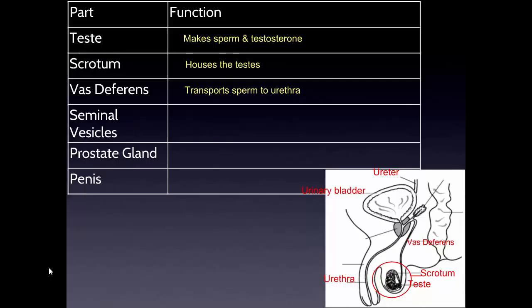Now along the way, there are some glands that add fluid to make semen. The sperm cells need other fluids in order to fertilize the egg. One of those is right here, the seminal vesicle, and it produces some fluid that helps to nourish the sperm. Then as the vas deferens connects here with the urethra, there's another gland called the prostate gland. It does the same sort of thing, adding fluids to nourish the sperm.